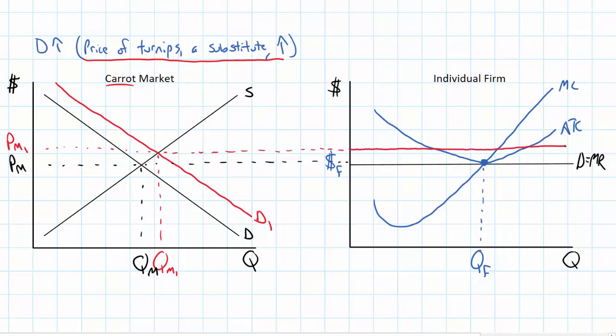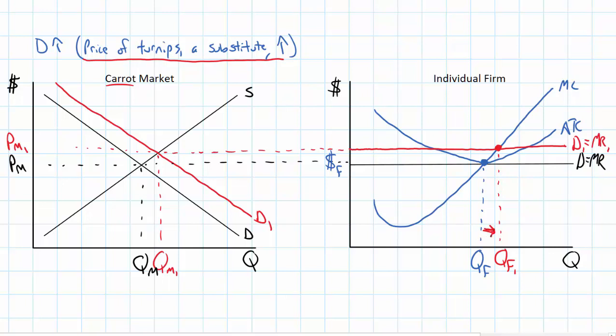Now each individual firm is going to have to take this higher price, and I'll draw that over. So I've got now my new demand curve D1 equals MR1. In this situation, where my marginal revenue curve hits my marginal cost curve is now at a greater quantity. So this individual farmer is going to produce more.